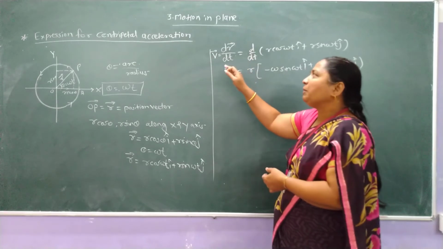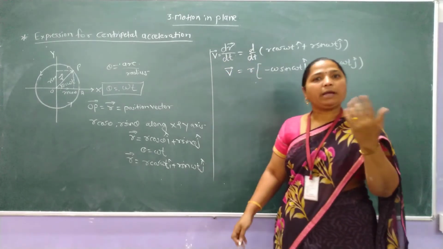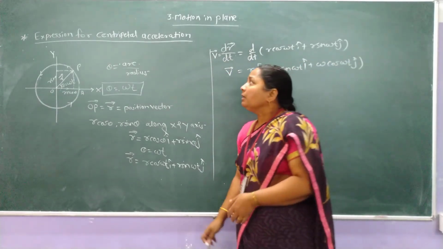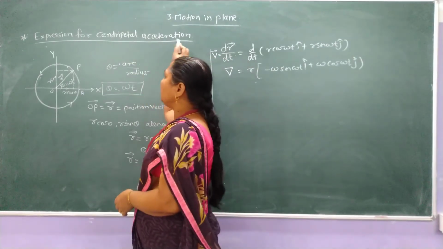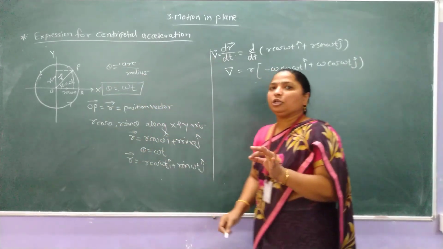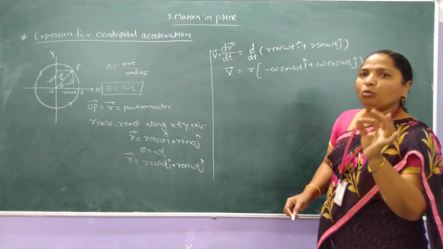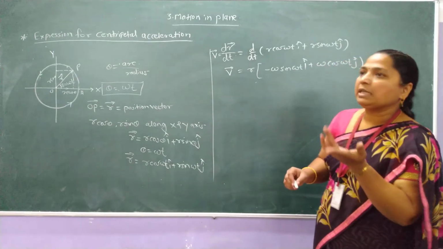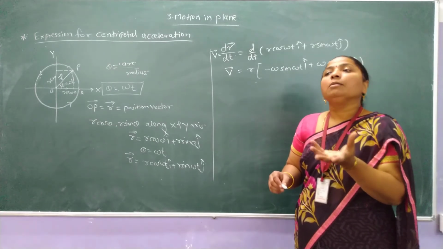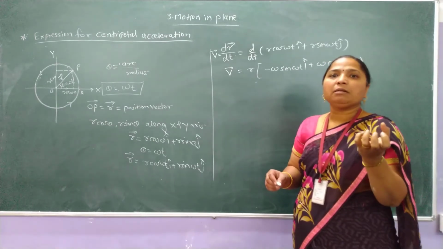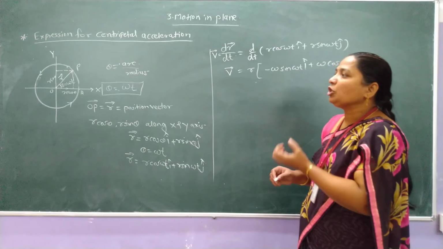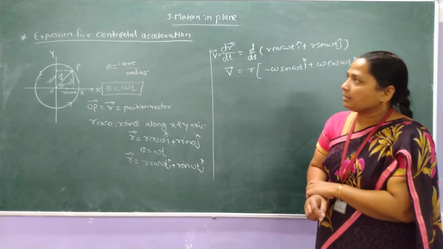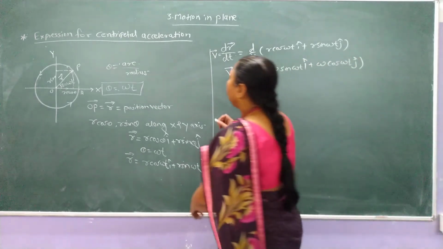By using the position vector and differentiating with respect to time, and again differentiating the velocity with respect to time, we get acceleration. Centripetal acceleration means that when the object moves in anti-clockwise sense from its initial position, the acceleration is directed towards the center of the circle. That acceleration is known as centripetal acceleration.